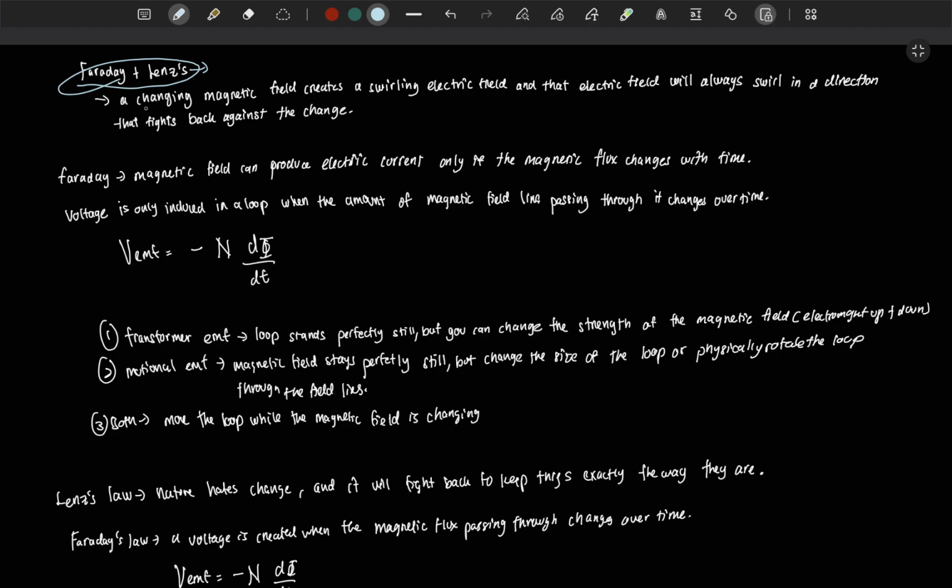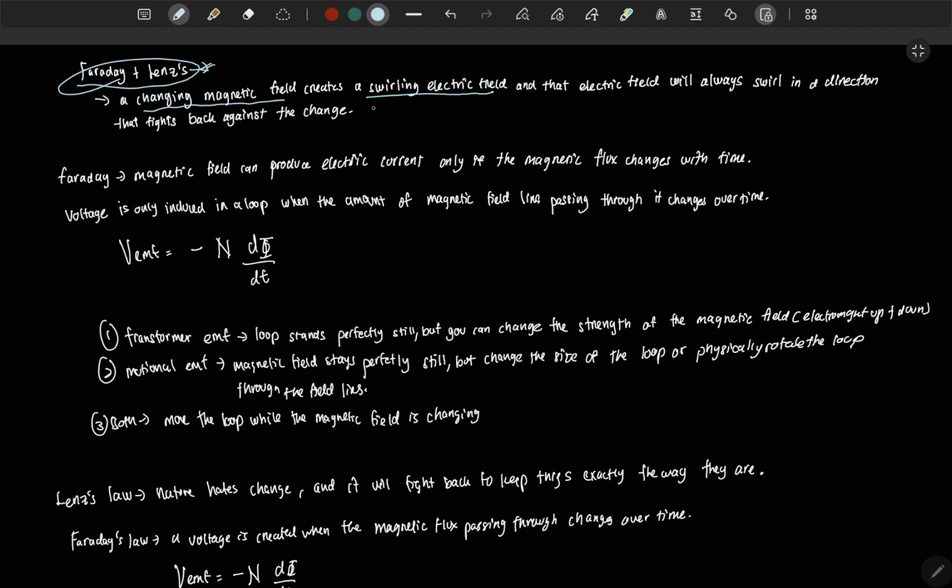Faraday says a changing magnetic field creates a swirling electric field, meaning that a magnet change creates electric. This is what Faraday said. But if you see here, the magnet changes. Now Lenz says that this magnet change fights back to its stationary position. Like, in the early state it would be the initial one, then we have the new one. Now it will fight back to be the initial. This is what Lenz tried to say.